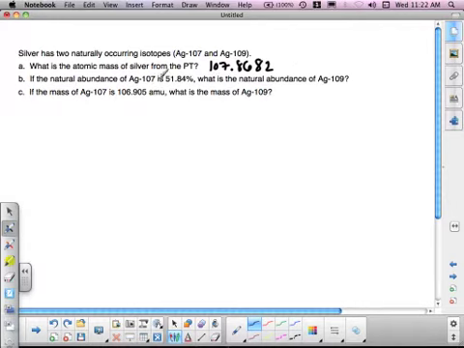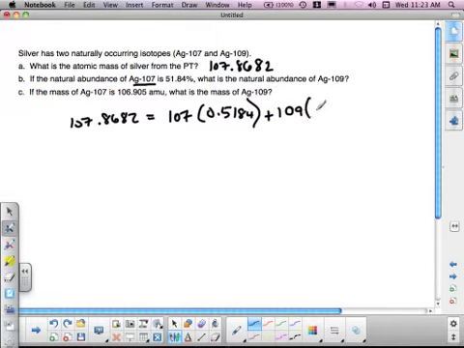And then for isotope number 1, they give you the percentage and want you to figure out the abundance of 109. So this is a little algebra problem. The two together, times their abundances, add up to 107.8682. Now they're not giving us the exact masses here, so we're just going to use 107. So we know that 107, and we know its abundance, and we know we're going to add it to the 109, but we don't know its abundance.